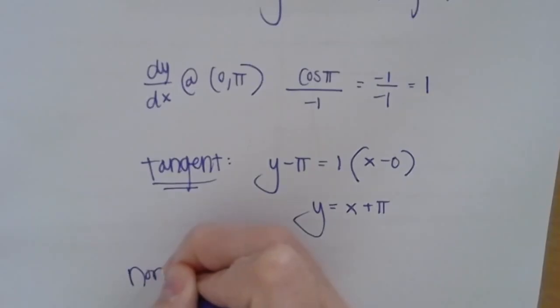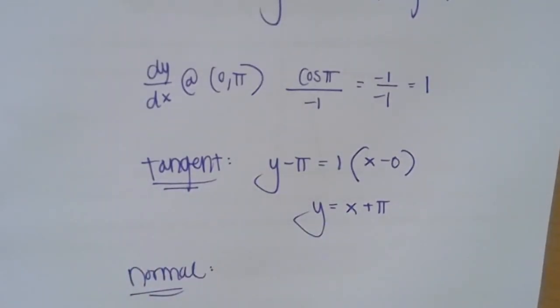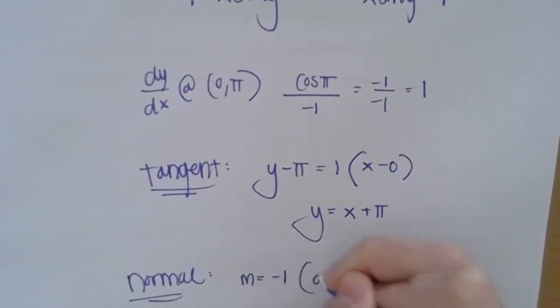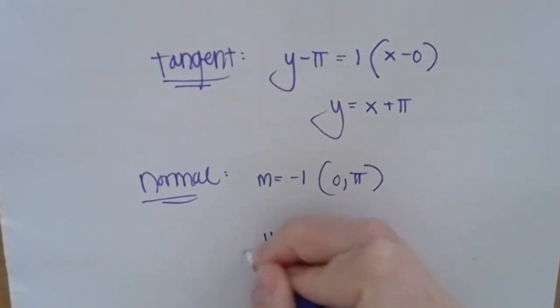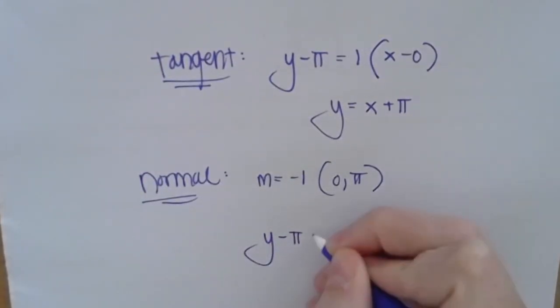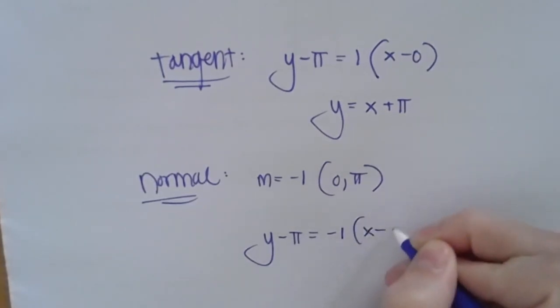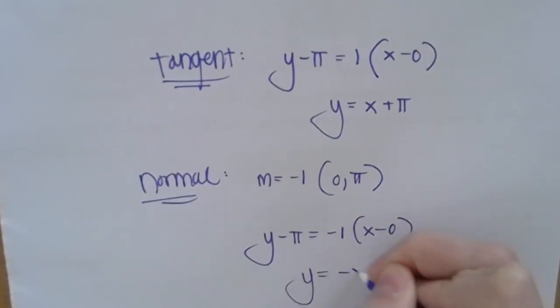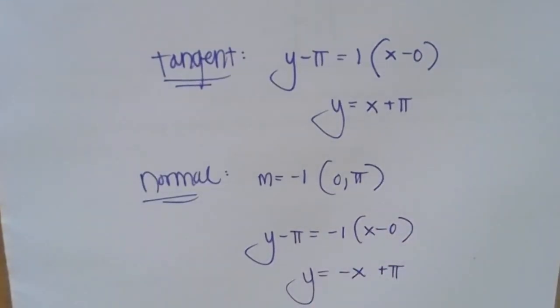My normal line is perpendicular to the tangent, so instead of having a slope of 1, we have a slope of negative 1, still the same point that they want you to go through. So now we just have to change it up. y minus pi equals negative 1 times x minus 0. Again, you can go into y equals mx plus b if you really want to. Not that big of a deal to get there. But they didn't ask for it, so we don't have to.